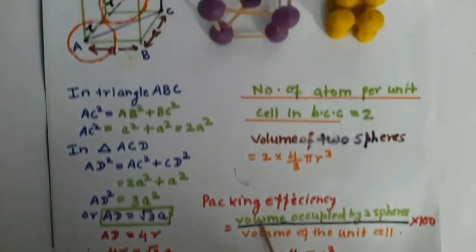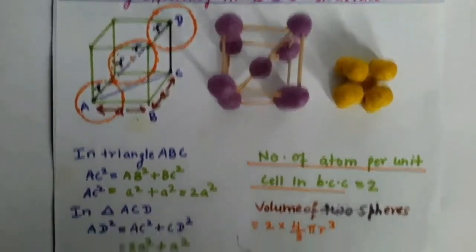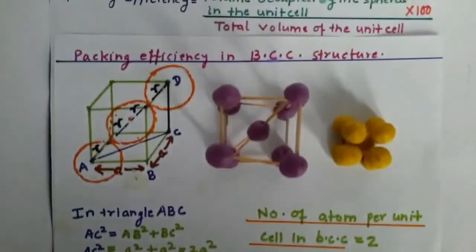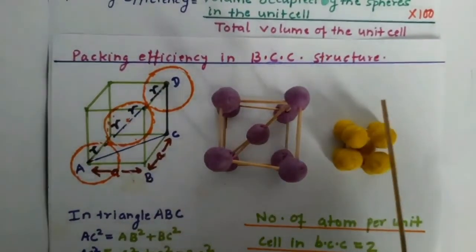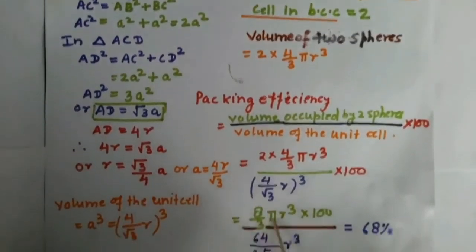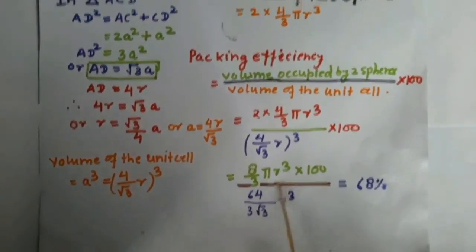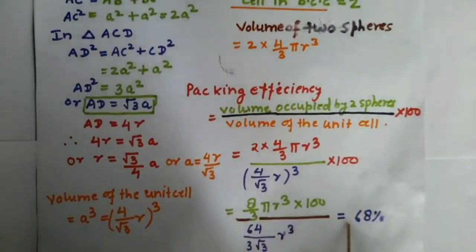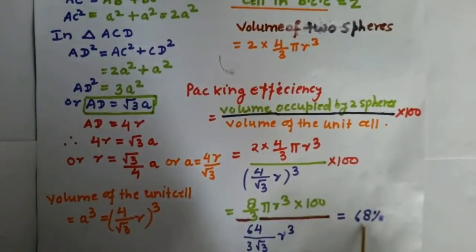In case of body centered cubic unit cell, the packing efficiency comes out to be 68%. So we have concluded that the packing efficiency is equal to 68%.